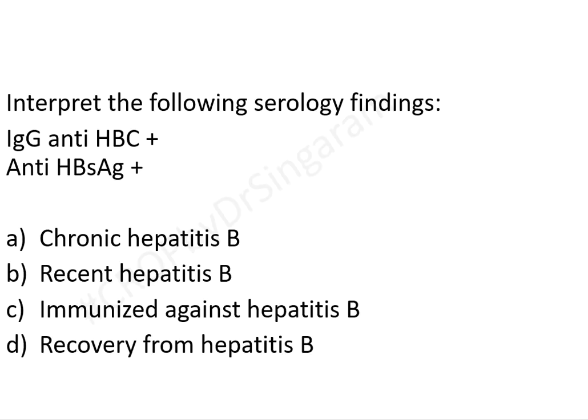Yes, let us go from the first option. In case of chronic hepatitis B infection, HBsAg should be positive, not anti-HBsAg, right? So that itself will rule out this particular option. In case of a recent hepatitis infection, you need to have IgM type of antibody. Recent infection is always IgM, but what is given in the question is IgG antibody. Third is immunized against hepatitis B.